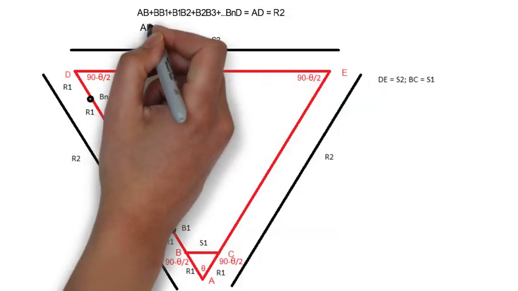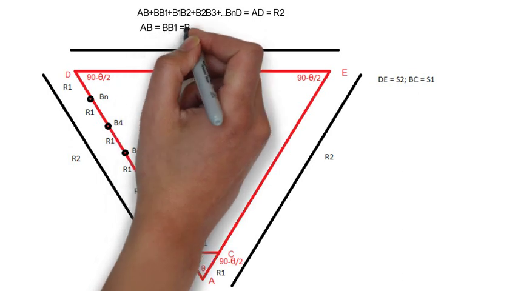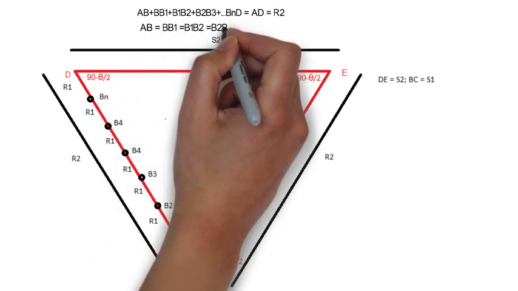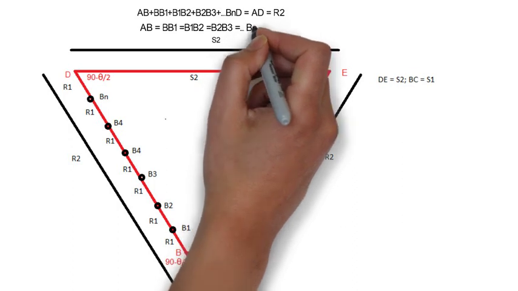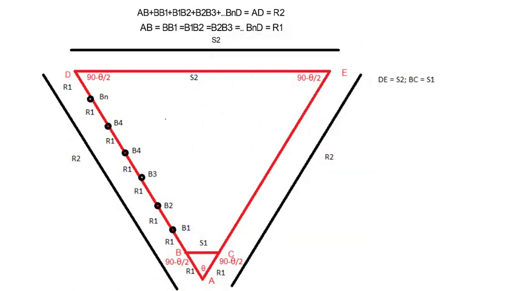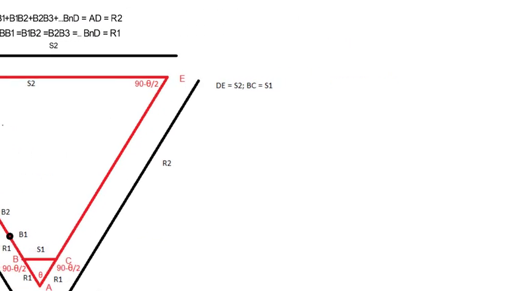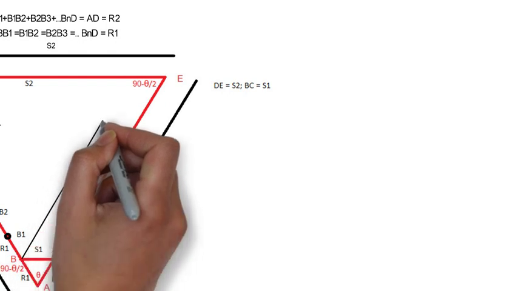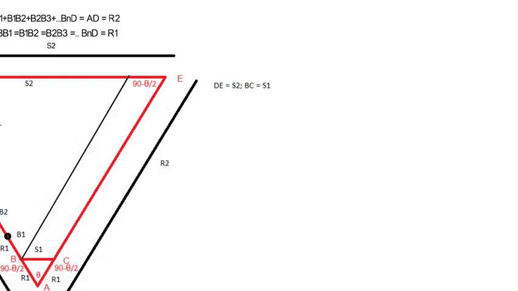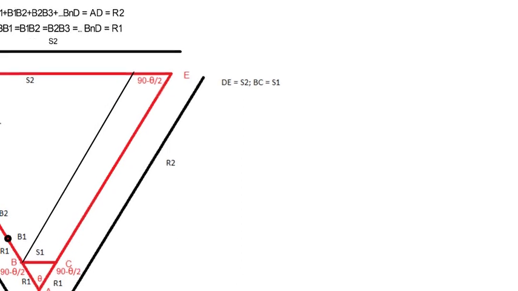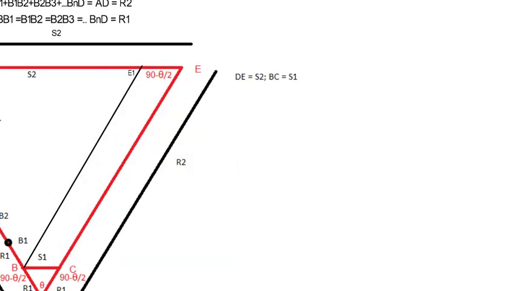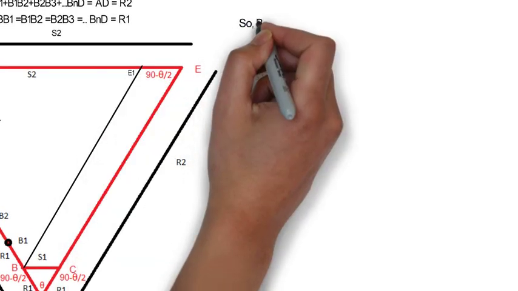and AB equal to BB1, which is equal to B1B2, which is equal to B2B3, which is equal to ditto to BD, which is equal to R1. Now let us draw a line from B parallel to CE. This line cuts DE at E1. So BE1 is parallel to CE.